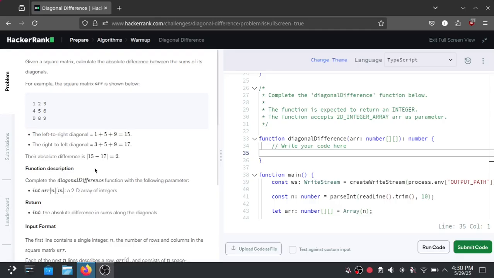The absolute difference means whatever the calculation is, the result will always be positive. Let's say 8 minus 10 is equal to minus 2, and then for this kind of problem, the difference is always going to be 2, the positive number.